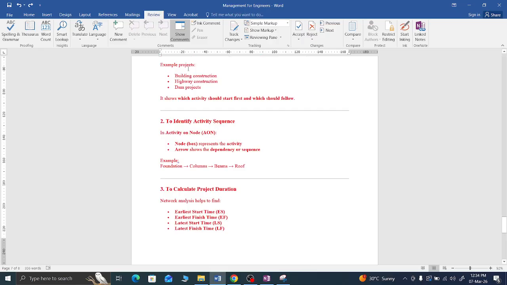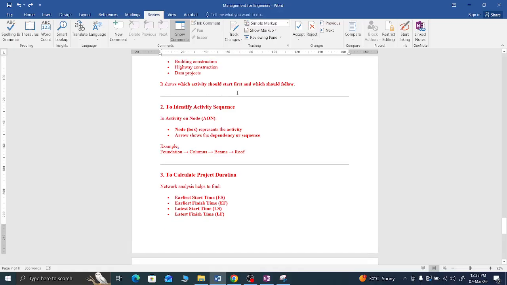Example projects are building construction, highway construction and dam projects. It shows which activity should start first, which should follow, and then which should follow that activity, and which activity can be delayed up to some limit without any delay to the project. This is the flexibility in arranging project activities: how much time we can delay one particular activity. We can understand that flexibility in project scheduling from this method.